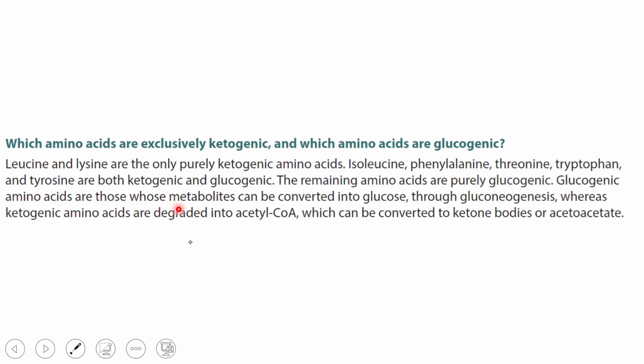Glucogenic amino acids are those whose metabolites can be further converted into glucose through gluconeogenesis, whereas ketogenic amino acids are degraded into acetyl-CoA, which can be converted into ketone bodies or acetoacetate.